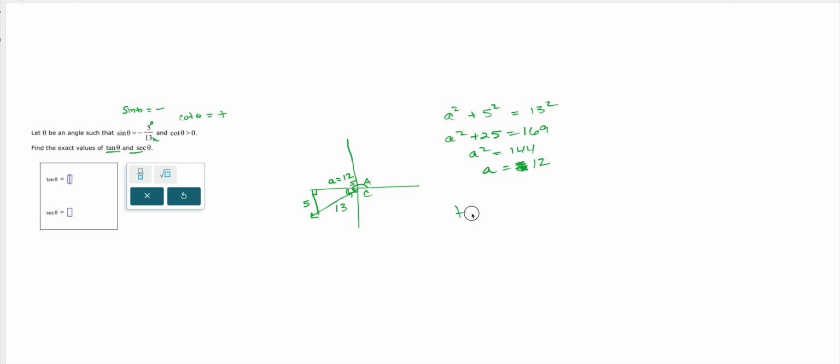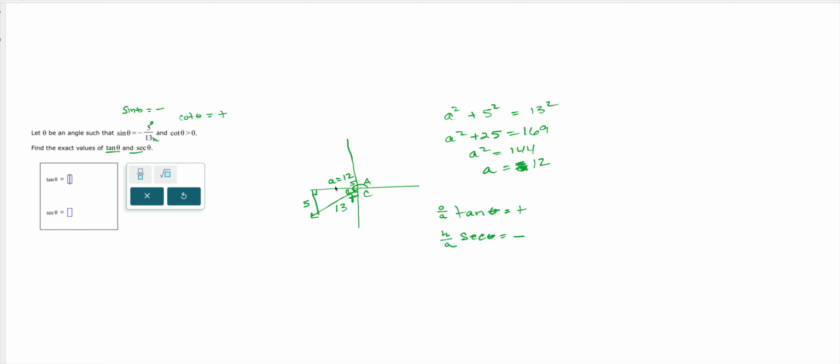Okay, so now let's answer the question. We're looking for values for tangent of theta and secant of theta. So let's think about whether they're positive or negative first. So in this quadrant, CAST, my T kind of got lost, tangent is positive, but secant is negative. So now when I look at my ratios, remember tangent is opposite over adjacent, and secant would be the hypotenuse over the adjacent side. So here's my angle.